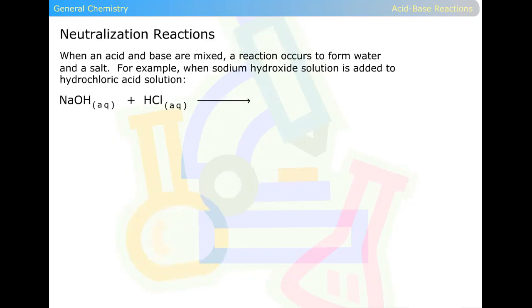Neutralization reactions. When an acid and base are mixed, a reaction occurs to form water and a salt. For example, when sodium hydroxide solution is added to hydrochloric acid solution, this reaction happens. The H+ and OH- ions combine to form a water molecule. This reaction shows the salt formation. Sodium chloride, the salt, is soluble in water.